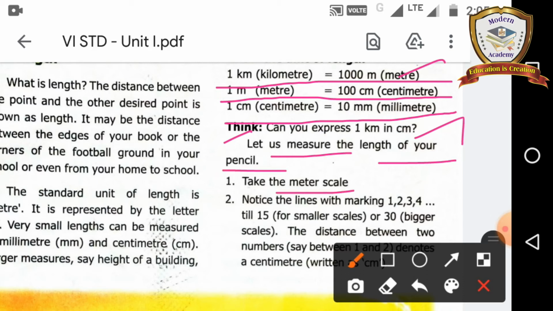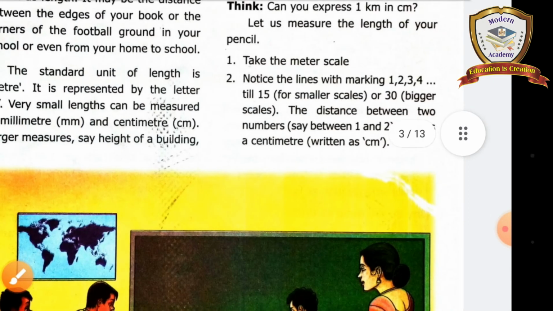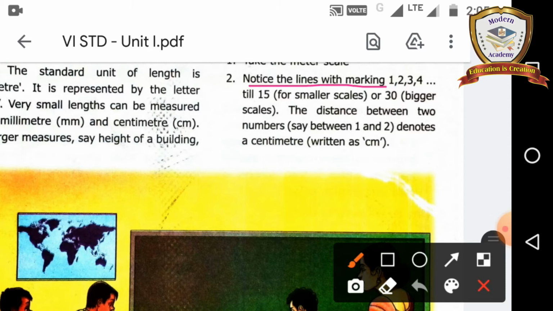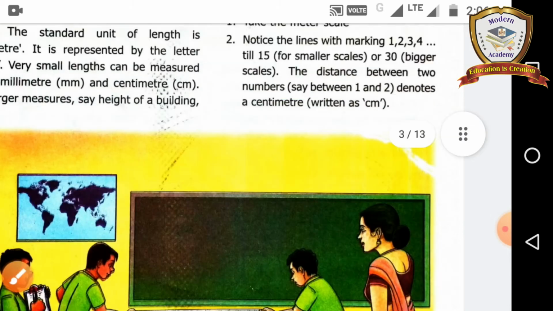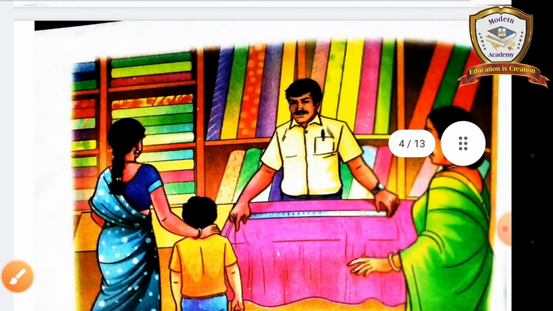Take the meter scale. Notice the lines with marking 1, 2, 3, 4 till 15. This is for the small scale, or 30 for the bigger scale. The distance between two numbers denotes a centimeter, which is written as cm. Then move into next page.